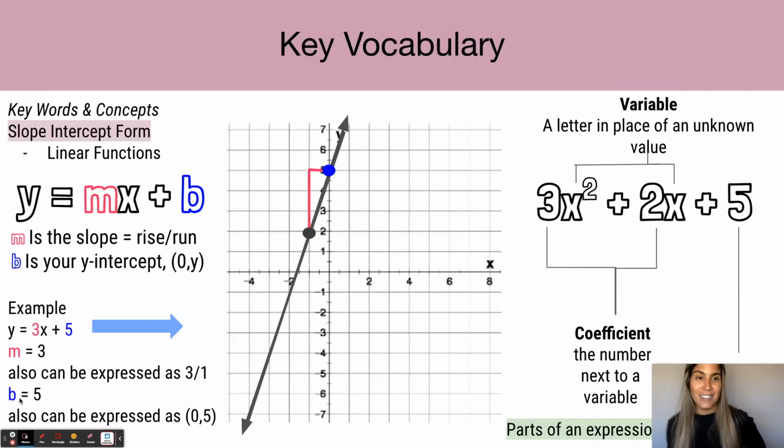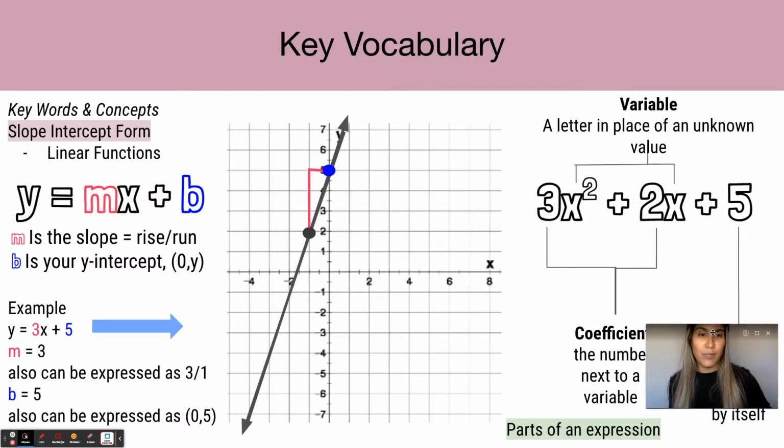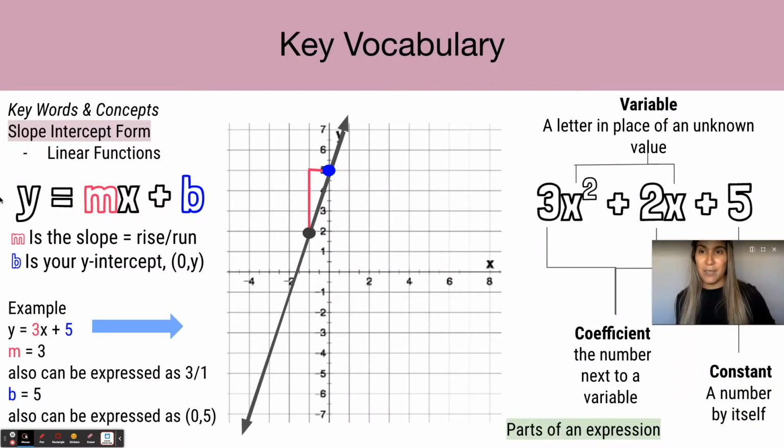So before we begin our lesson, let's review key concepts that we've seen previously. Remember, slope-intercept form has to do with our linear functions. And slope-intercept form is in the form y equals mx plus b, where m is our slope, or our rise over run, can be expressed as a fraction, and b is our y-intercept, which can be expressed as a coordinate. The y-intercept is where the graph line crosses the y-axis.